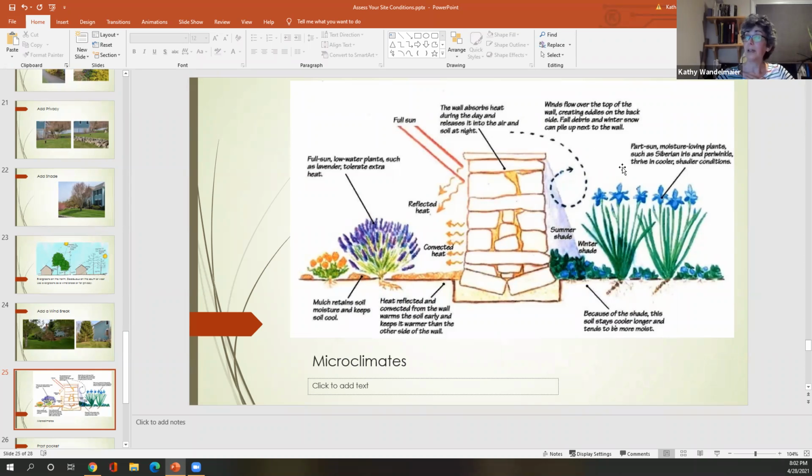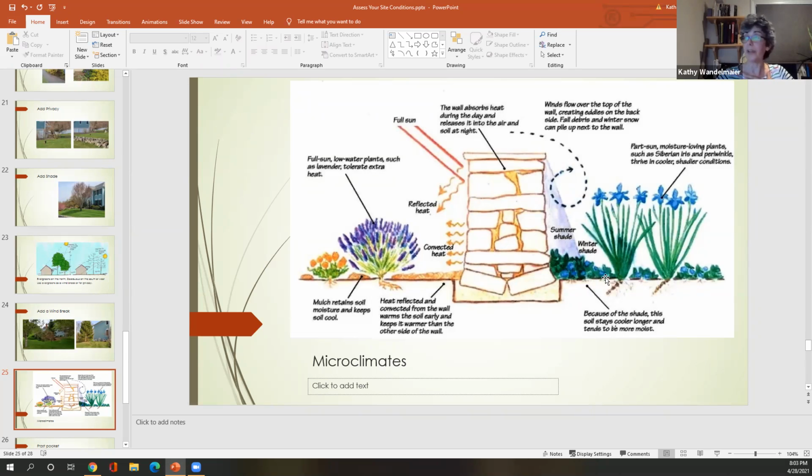On the other side, when the wind blows and hits the wall, you can get these little air currents on the backside. And you'll know you have this situation if you've ever seen leaves piled up against the back of a wall or something like that. The leaves that collect down here are there because of this little air current that gets created when the wind blows.